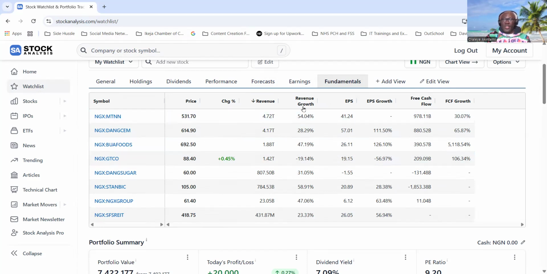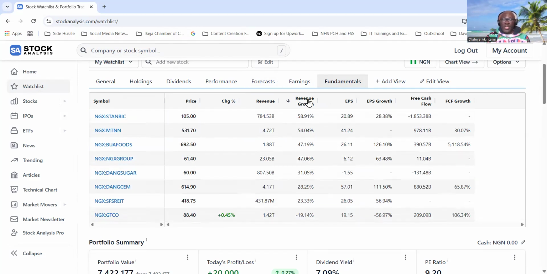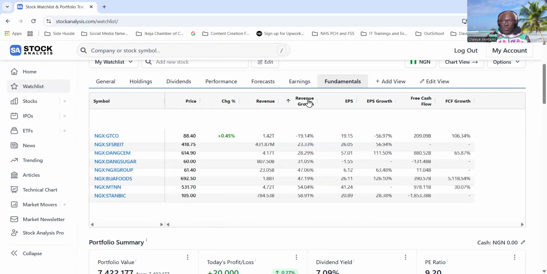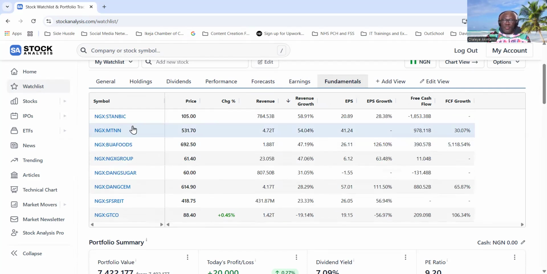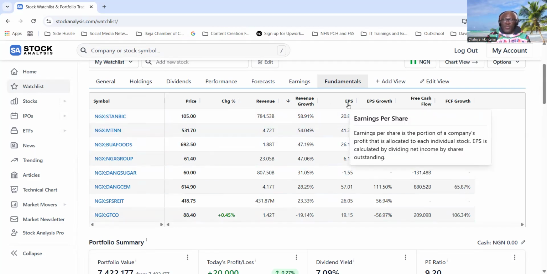That's 4.72 trillion, followed by Dangote Cement, 4.17 trillion, followed by Boa Foods, 1.88 trillion, followed by Bitco, 1.42 trillion. Again, you can arrange it by revenue growth. So the one with the highest revenue growth is Stanbic. The revenue growth for Stanbic is 58.91%, followed by MTN, 54.04%, followed by Boa Food, 47.19%.